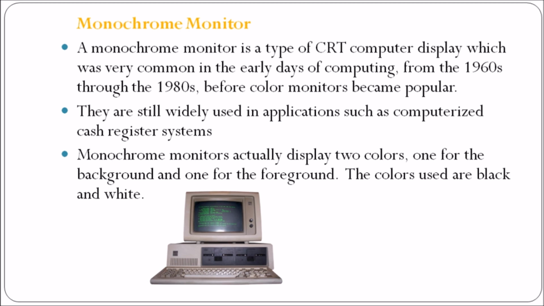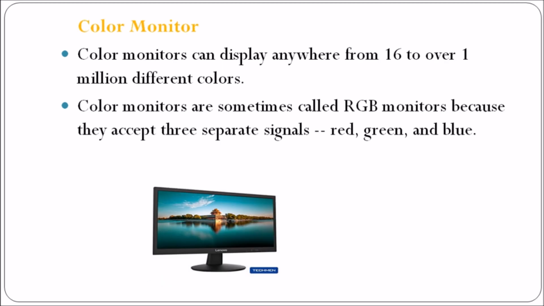They are still widely used in applications such as computerized cash register systems. Monochrome monitors actually display two colors, one for the background and one for the foreground. The colors used are black and white. Color monitor. Color monitors can display anywhere from 16 to over 1 million different colors. Color monitors are sometimes called RGB monitors because they accept three separate signals: red, green, and blue.